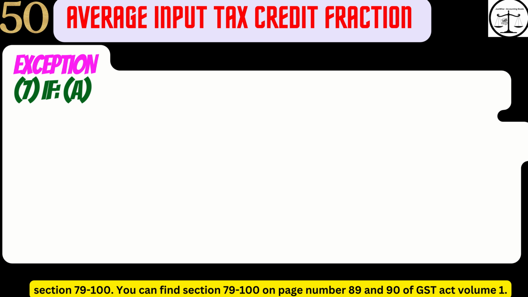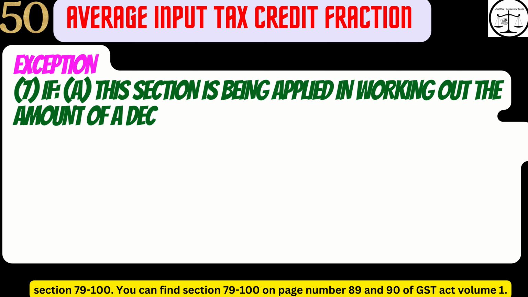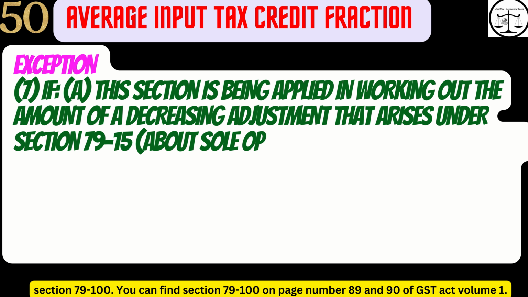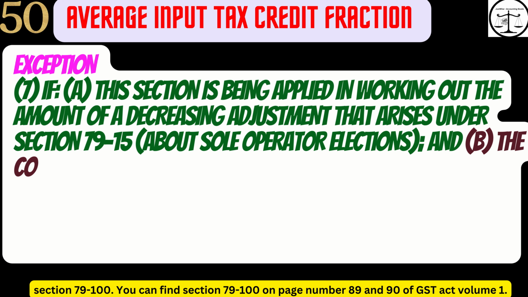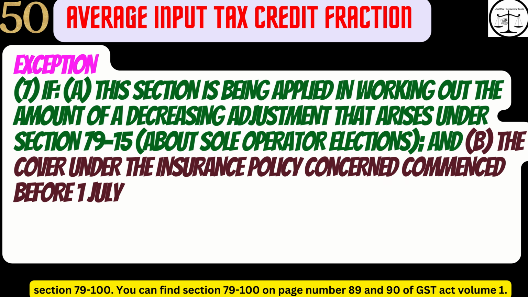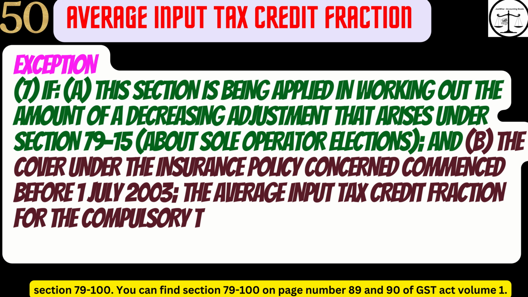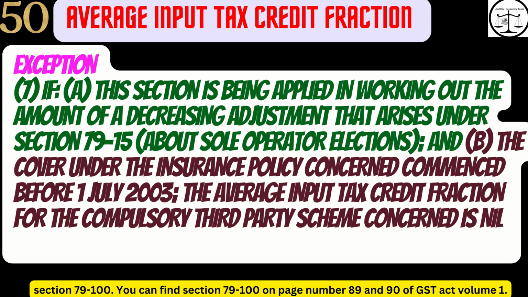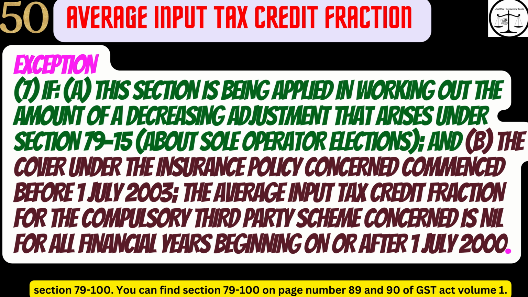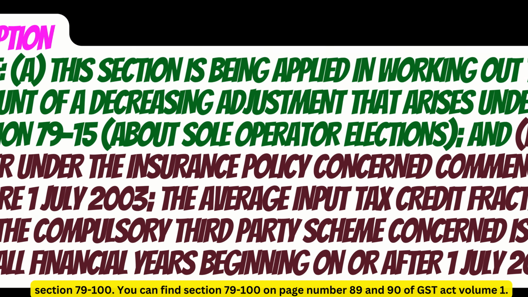Exception. 7. If a. This section is being applied in working out the amount of a decreasing adjustment that arises under section 79-15, about sole operator elections, and b. The cover under the insurance policy concerned commenced before July 1, 2003, the average input tax credit fraction for the compulsory third-party scheme concerned is nil for all financial years beginning on or after July 1, 2000.